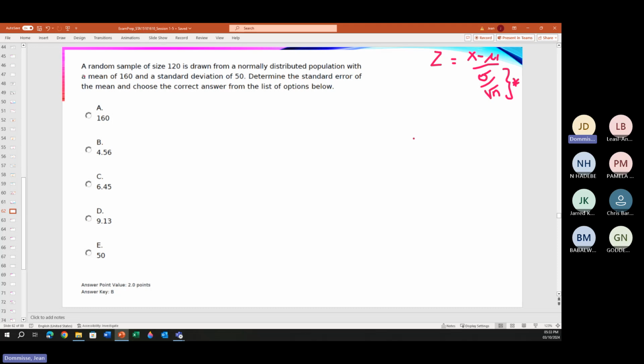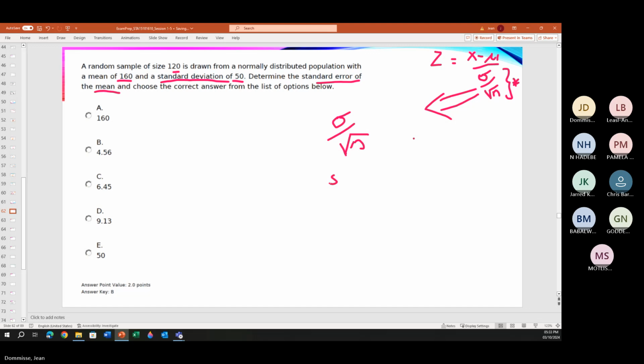So just be very careful that you read the question once or twice to see what they are looking for. So in this one, a random sample of a given size is drawn from a normally distributed population with a mean and standard deviation. Determine the standard error of the mean and choose the correct answer. Okay, so we only need to focus on the standard error of the mean. So that is the standard deviation, which was 50, divided by the square root of the sample size. So 50 divided by the square root of 120, and that gives us 4.56.